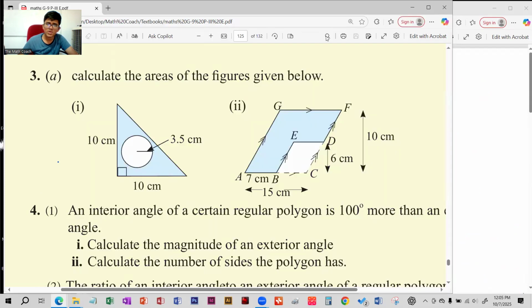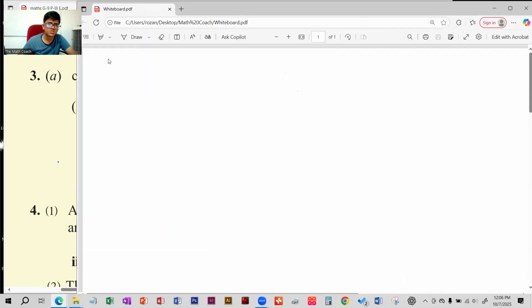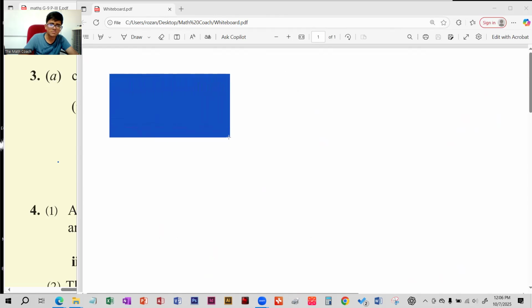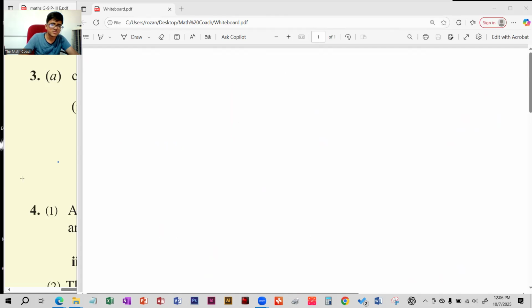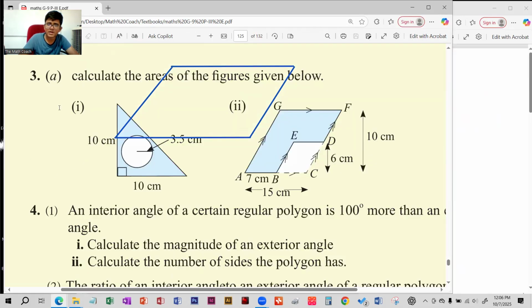Second question, we have a parallelogram. Okay, so we have the shaded parallelogram here. So I'll just draw that here. What if I just draw a rectangle and then shift it to a parallelogram? No, I can't do that. Yeah, so I just draw a parallelogram. Okay, and then we have a small bit.